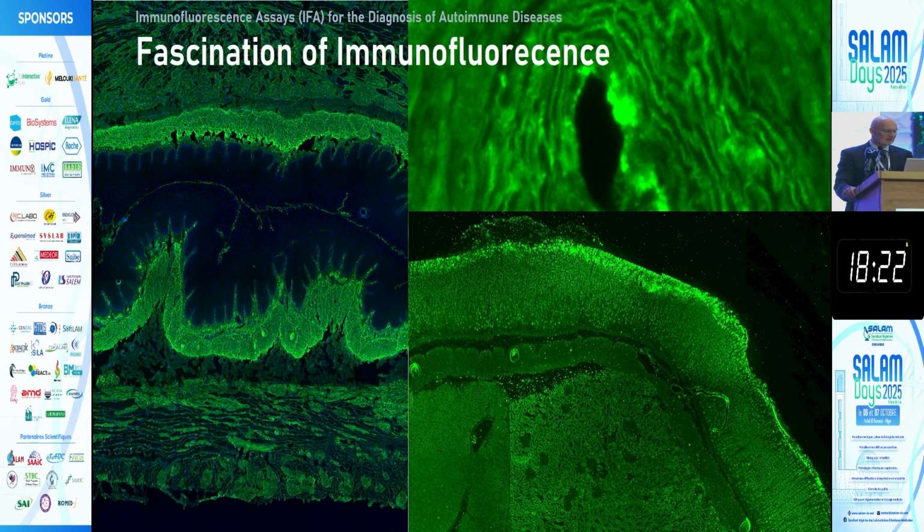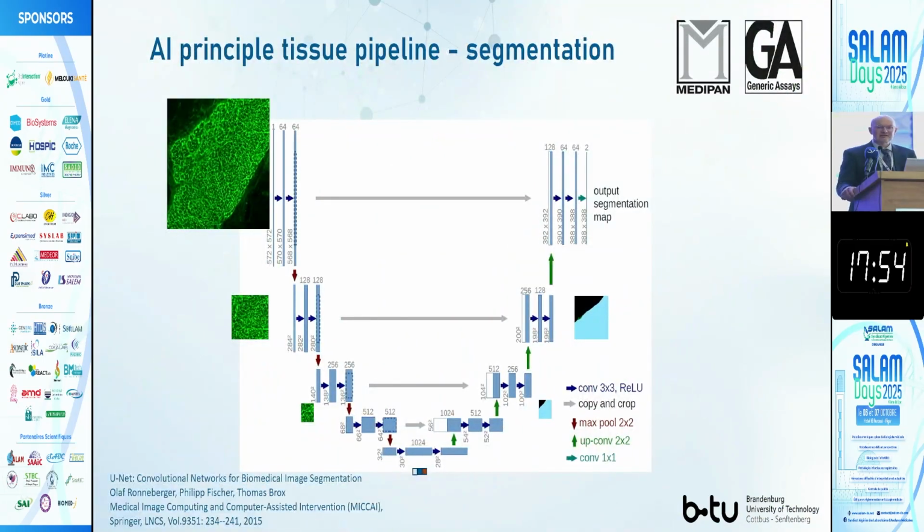Well, but what about the other autoimmune indirect immunofluorescence tests? Well, in particular here, the tissue-based indirect immunofluorescence assays. And this is illustrated here on this slide. Can we use artificial intelligence tools for the automated interpretation of such fluorescent images? Well, this is what we are working on currently.